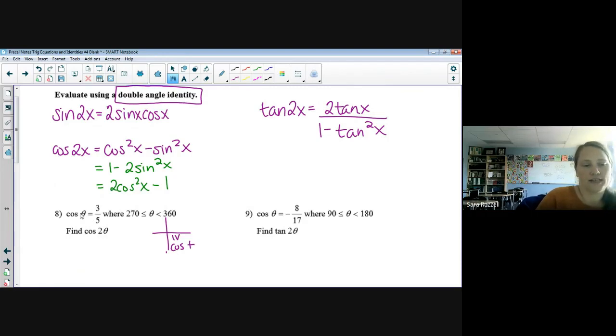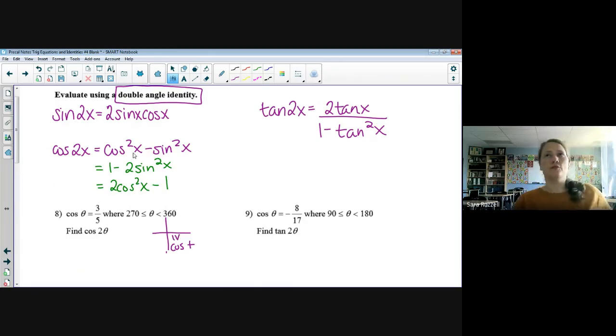So they tell us cosine is 3 over 5. They want us to find cosine of 2 theta. But to find cosine of 2 theta, I need cosine and I need to know sine. I know the cosine, but I also need sine. Actually, do we have to find anything? Could we use one of our other equations? One of these other 2? Do you want to try one of the other ones?